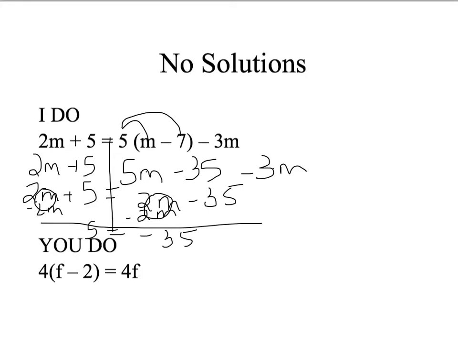So here it says 5 equals negative 35, which is not true. Okay, so 5 does not equal negative 35. So the answer to this would be no solution.